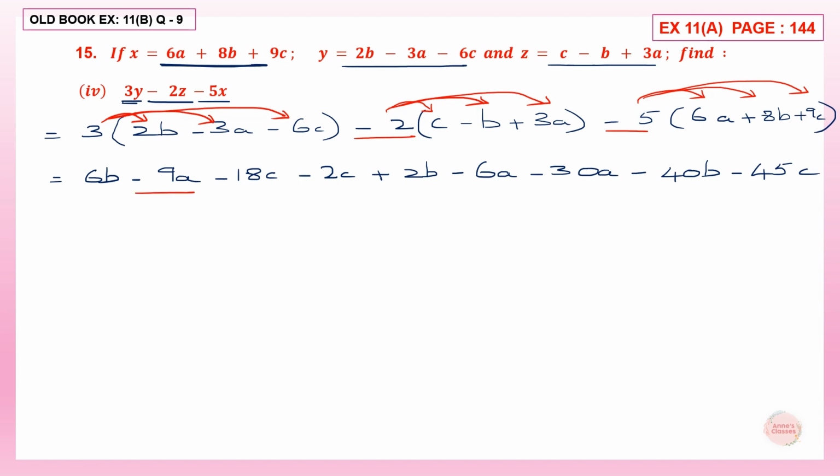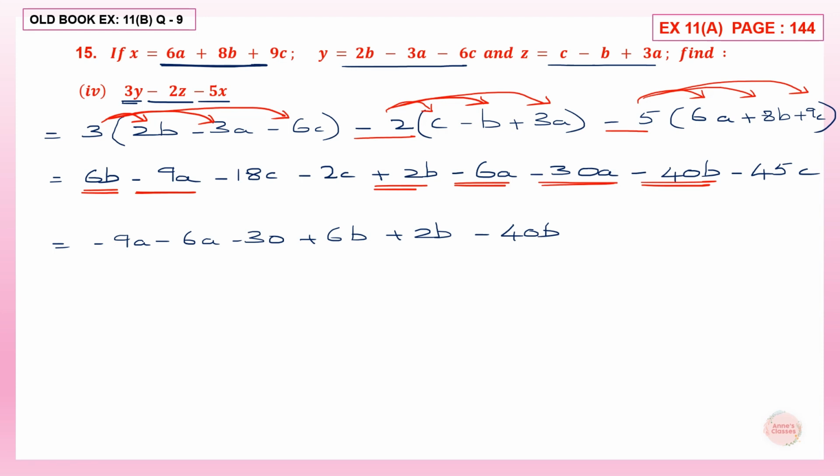Now let's take all the like terms. We'll start with a. Minus 9a, minus 6a and minus 30a. Now let's take the b's. Plus 6b plus 2b minus 40b. Now the c's. Minus 18c, minus 2c and minus 45c.